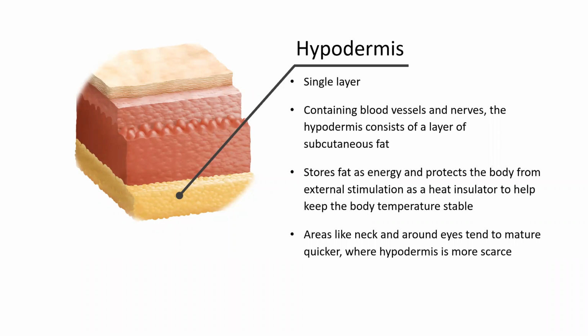This is important to note as well, that areas like around your eyes, on your neck, the reason that those typically begin to mature or we see those signs of aging first is because your hypodermis, that's where it's less plentiful, even in your hand. So when you think about it, it kind of makes sense, right? So that fatty layer is really important in terms of really helping to keep your skin healthy.